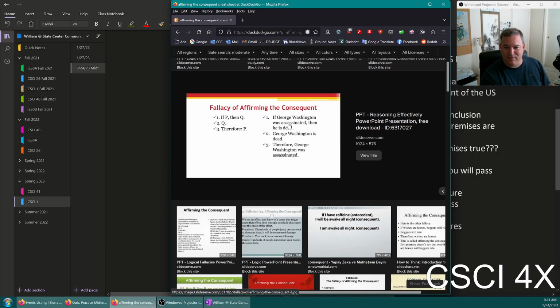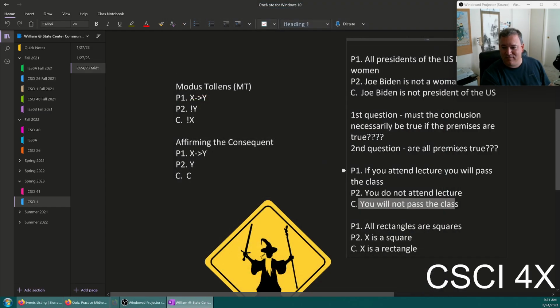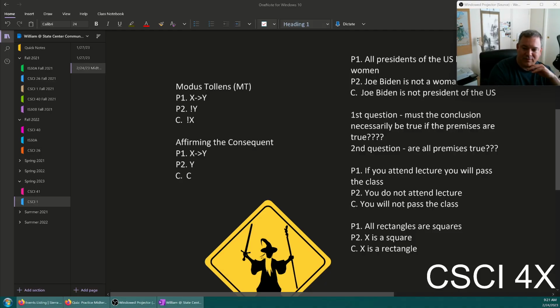If George Washington was assassinated, then he was dead. George Washington is dead, therefore George Washington was assassinated. So that is an affirming the consequent fallacy. It's this one here. Oh no, sorry. This is denying the antecedent. Okay. This is not modus tollens. This is denying the antecedent.